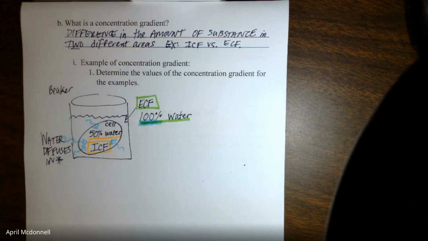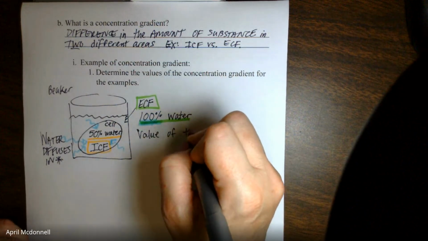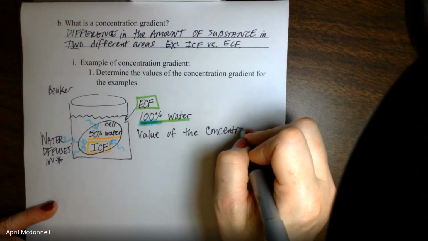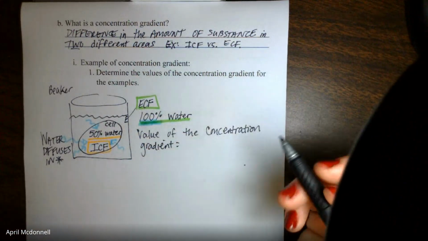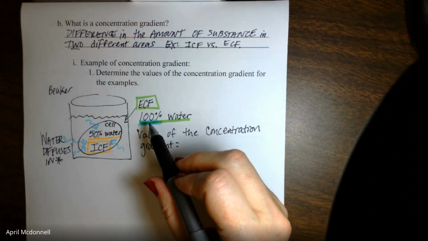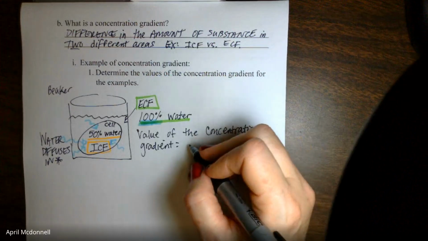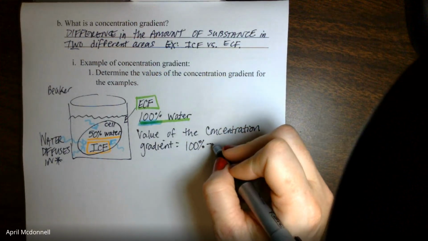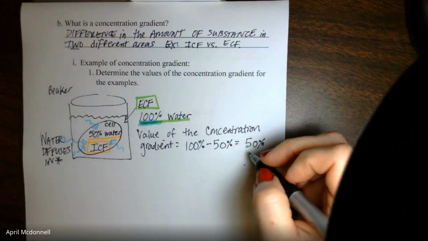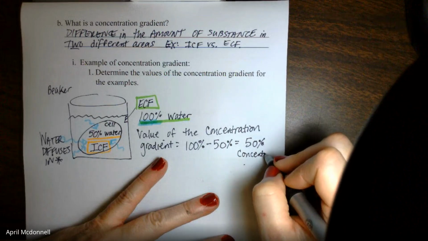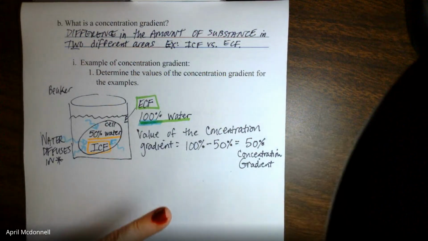Why does water diffuse in? Because there is a concentration gradient. Let's determine the value of the concentration gradient. You're basically going to take the bigger number and find the difference between the bigger number and the smaller number. So 100% minus 50% equals 50%. There is a 50% concentration gradient between the two different areas, ICF and ECF.